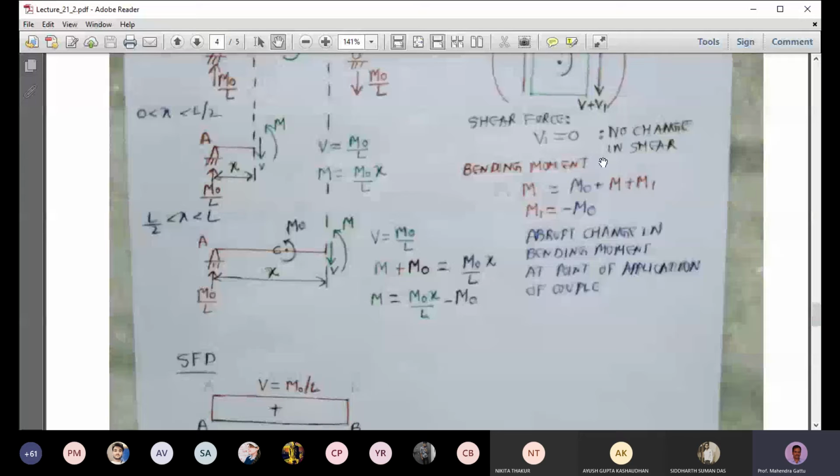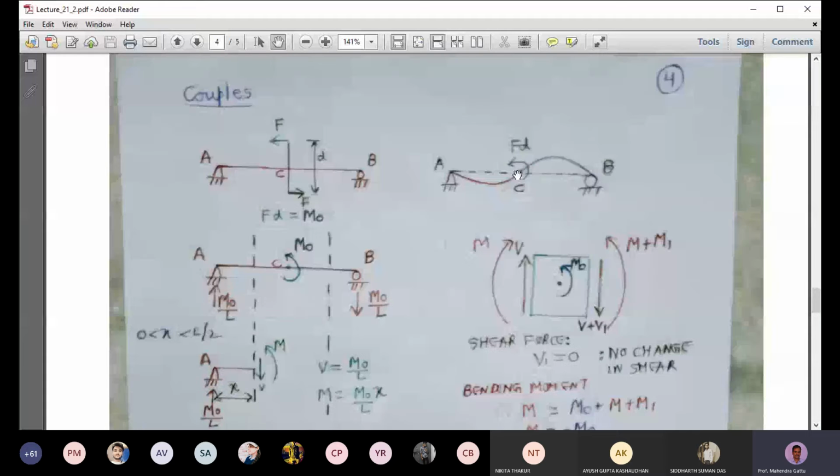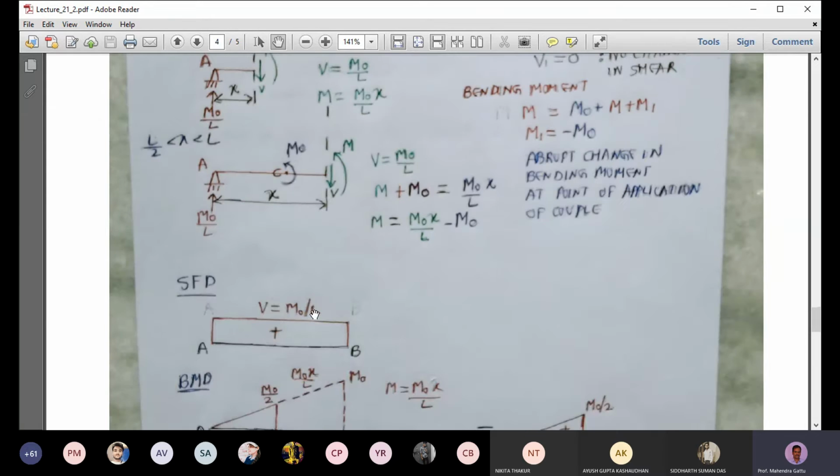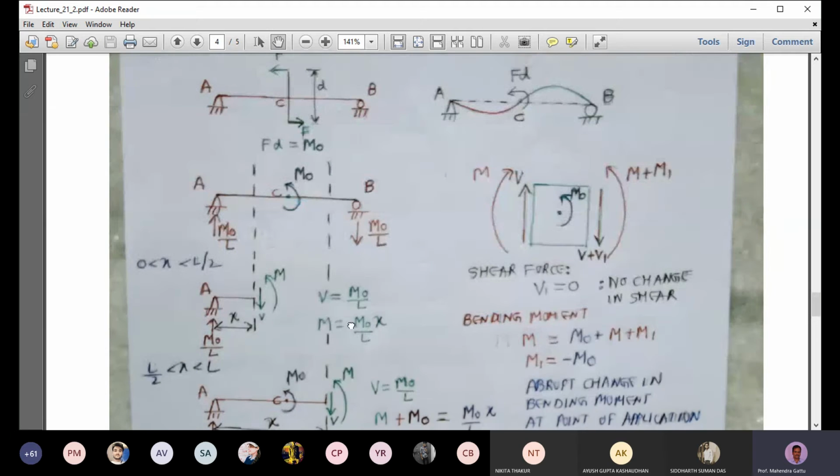So what is happening between A to C? It is sagging, and according to our sign convention, when the top part of the beam is in compression, that means it is a positive bending moment. Here it is hogging, and the top part is now in tension, that means it is a hogging bending moment, and it is negative. So this bending moment diagram is consistent with the deflected shape of the beam. Okay, so we have looked at the example for this couple.